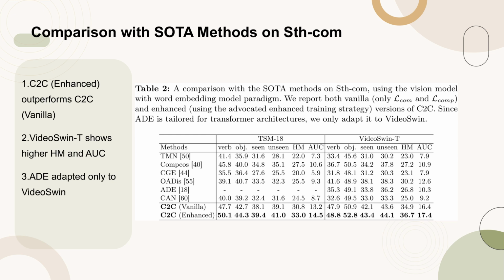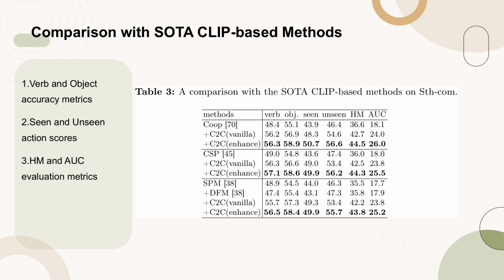component-to-composition learning tasks. Table 3 provides a detailed comparison of the current state-of-the-art (SOTA) clip-based methods on the Sth-com dataset. The table highlights the performance of various methods in terms of verb and object accuracy, as well as their scores on seen and unseen actions. Additionally, it includes metrics such as HM (harmonic mean) and AUC (area under curve) to evaluate the overall effectiveness of these methods. This comparison is crucial for understanding the strengths and weaknesses of different approaches in handling compositional generalization tasks.